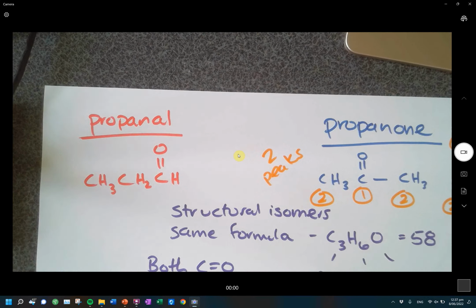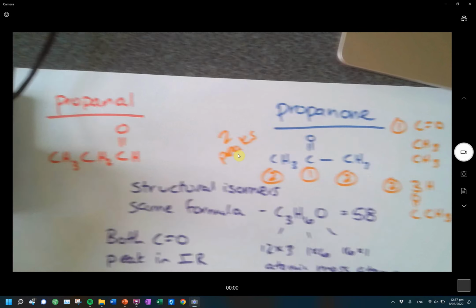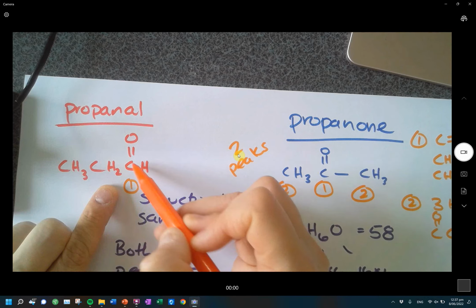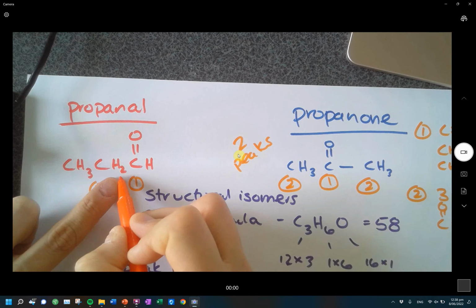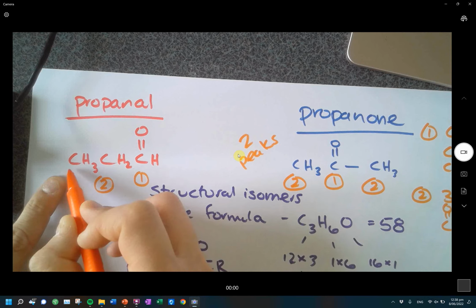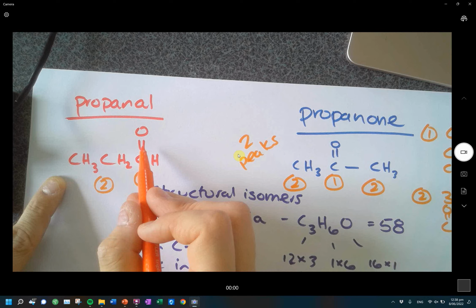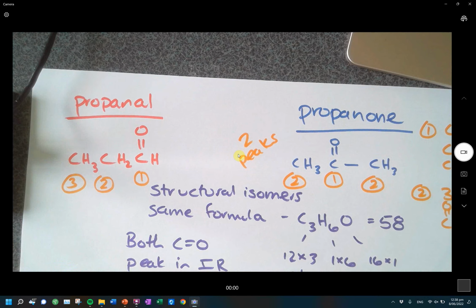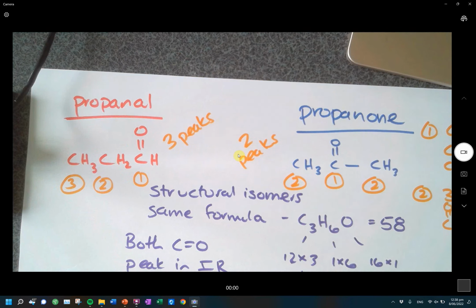For the propanal, in this case, it has 3 carbon environments. So this is my first carbon environment. It has the carbonyl, a hydrogen, and an ethyl. This is my second carbon environment. It has 2 hydrogens, the aldehyde ending, and a methyl. And then this one has the 3 hydrogens, a CH2, and then the carbonyl bit. So that's 3. So this one would have 3 peaks on the CMMR.